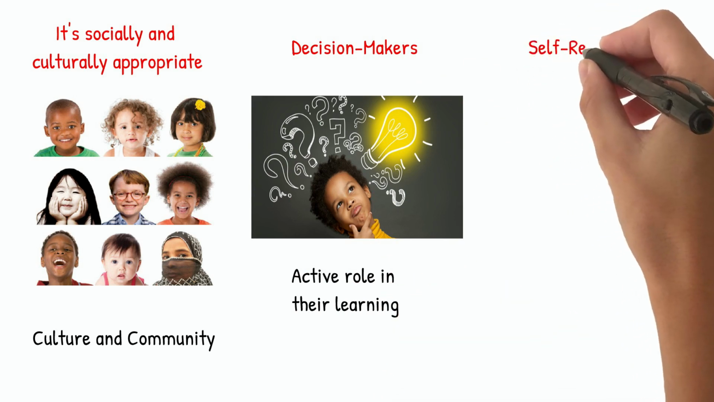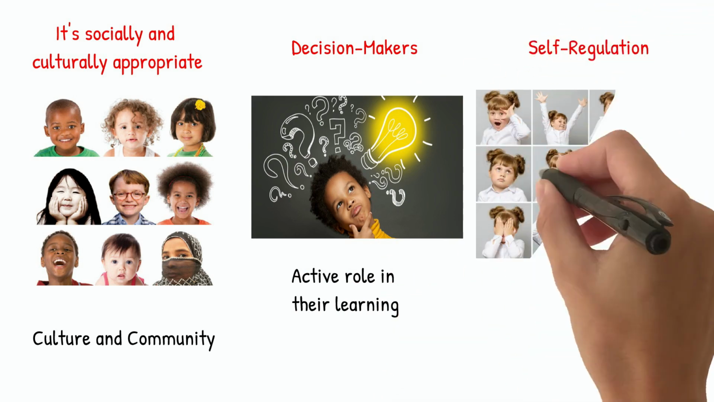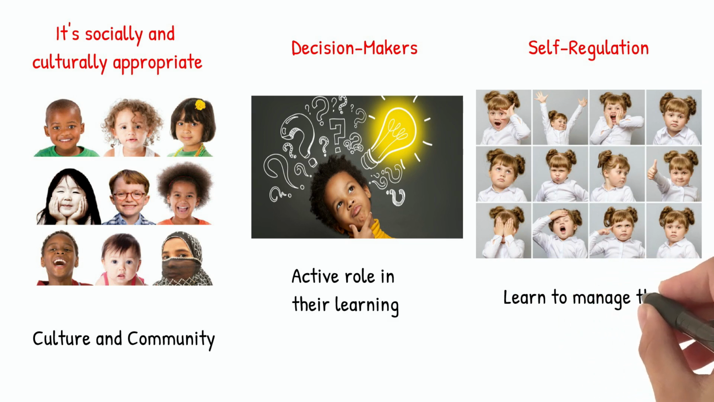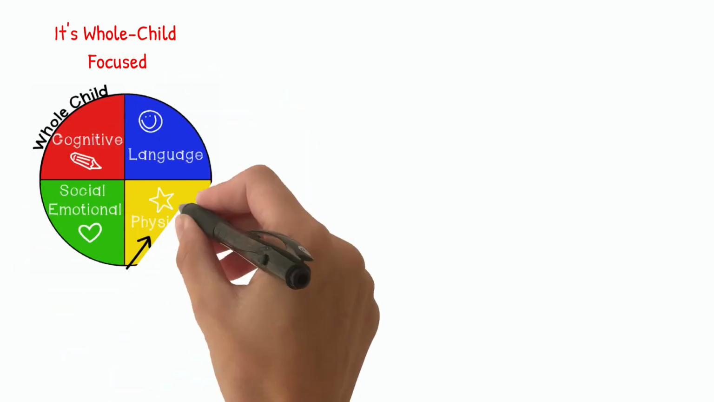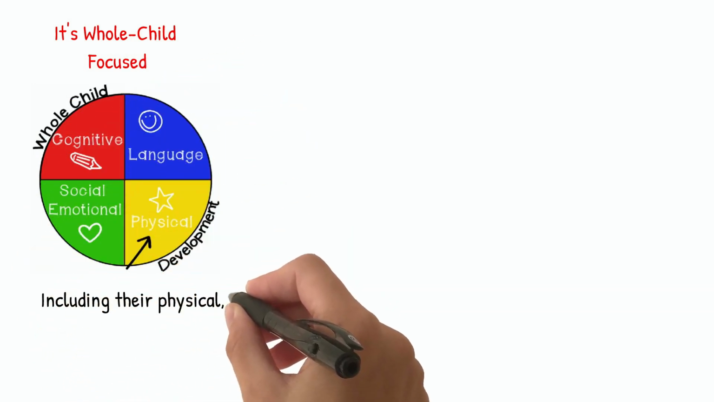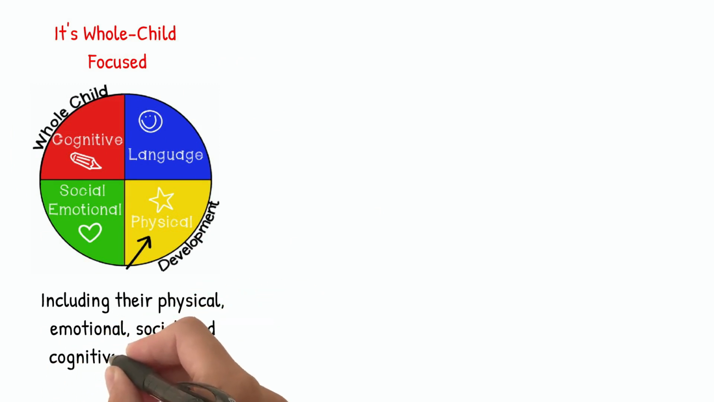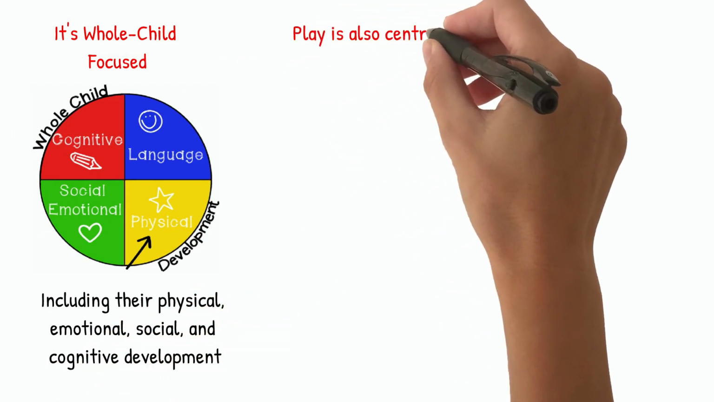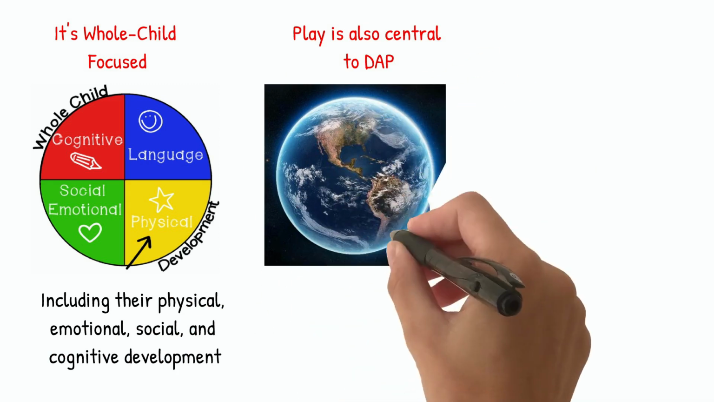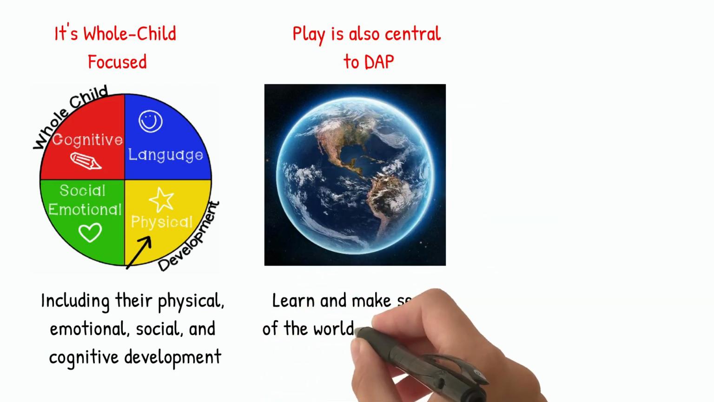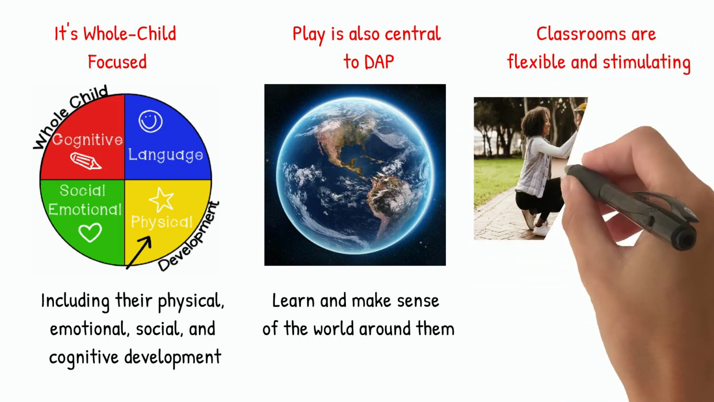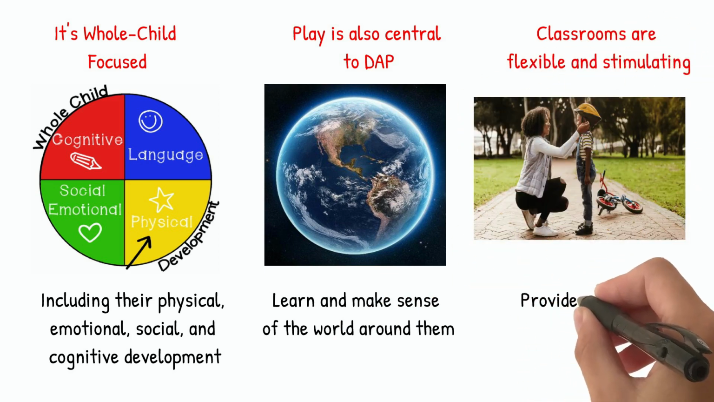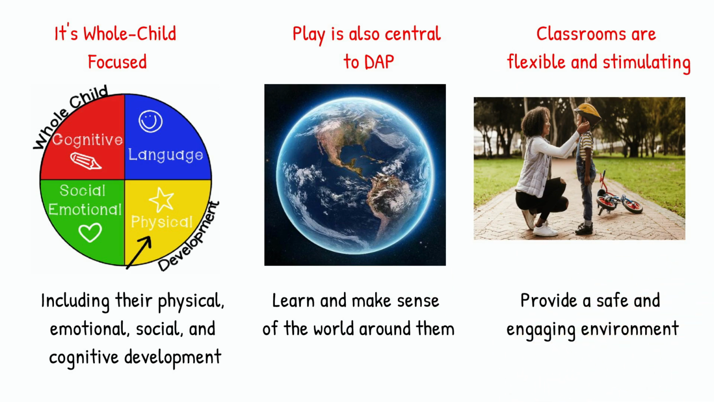6. DAP also focuses on self-regulation, which means that children learn to manage their emotions and behavior. 7. It's whole child focused, which means that we take into account all aspects of a child's development, including their physical, emotional, social, and cognitive development. 8. Play is also central to DAP because it's through play that children learn and make sense of the world around them. 9. Finally, classrooms are flexible and stimulating, which means that they provide a safe and engaging environment for children to learn and grow.